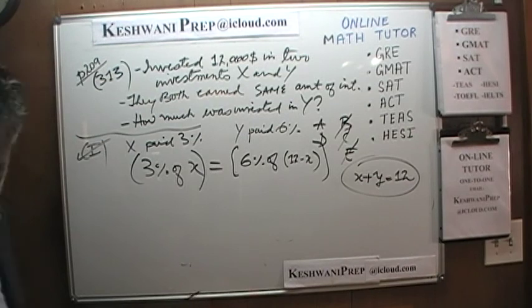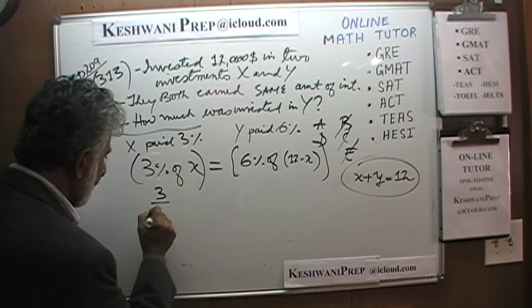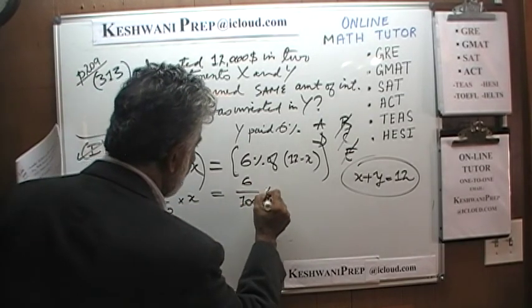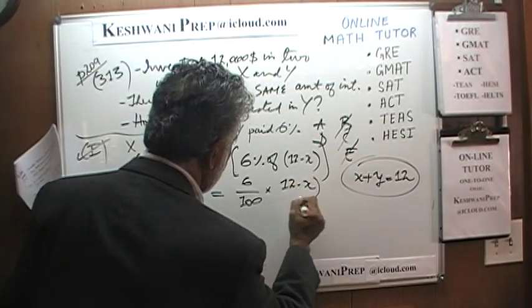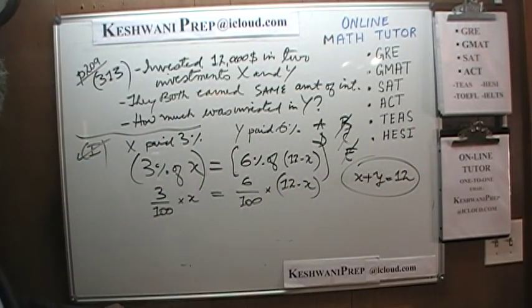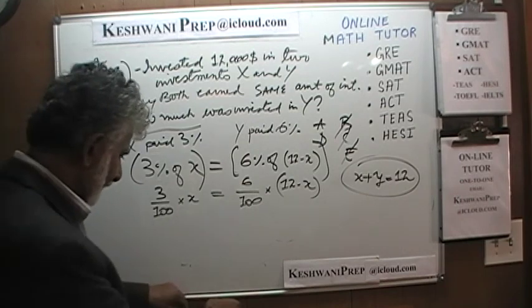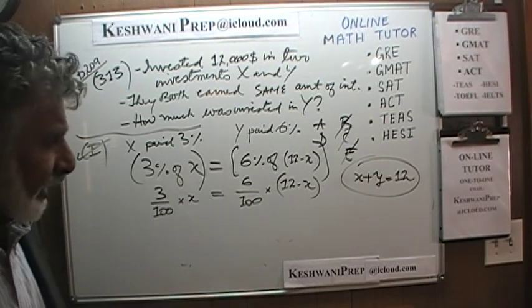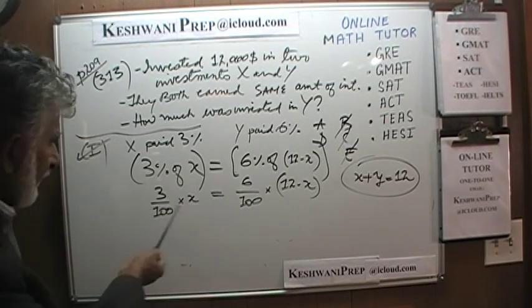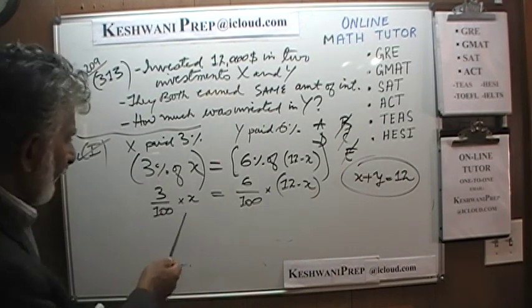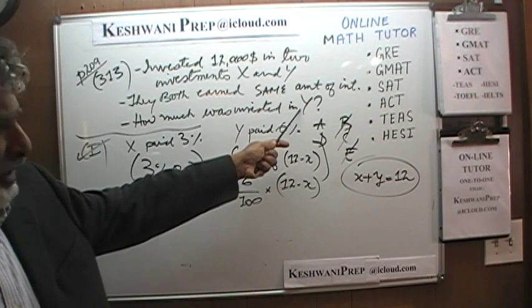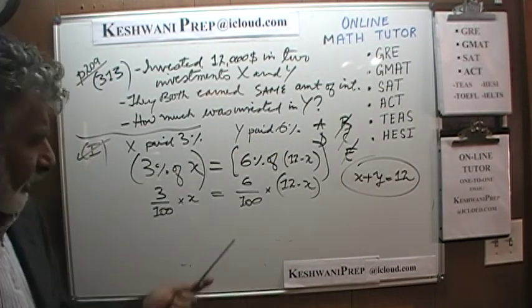Let's see what we can do, shall we? Let's continue. 3% of X is simply 3 over 100 times x, and that has to equal 6 over 100 times 12 minus x. And I hope that by now you're able to see that all of this is unnecessary. All of this is just a waste of time, something you will never in a million years do in the real exam, because it is not required. But we can clearly see we can solve for x, and once we solve for x, we can figure out the amount invested in Y, which is simply 12 minus x. It can be done very easily.